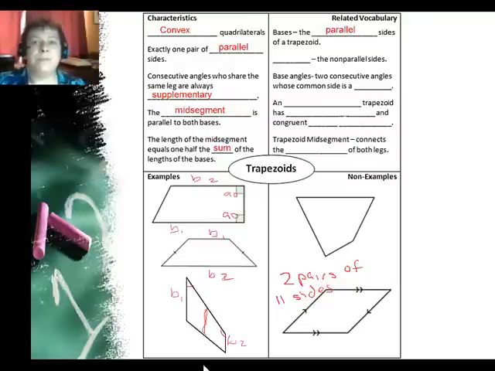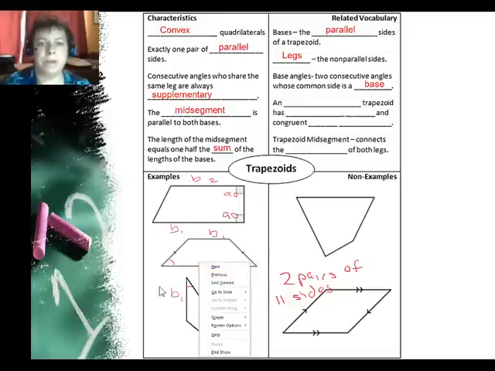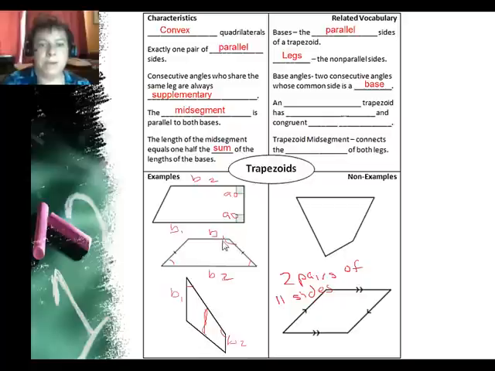Now we also have a name for the non-parallel sides. Those are called the legs. Here are some legs, there are the legs. The legs are never going to be parallel on a trapezoid. Base angles are two consecutive angles whose common side is the base. So this would be a base angle here, there's another base angle there. And then I also have on top on this one, base angles here and base angles here.